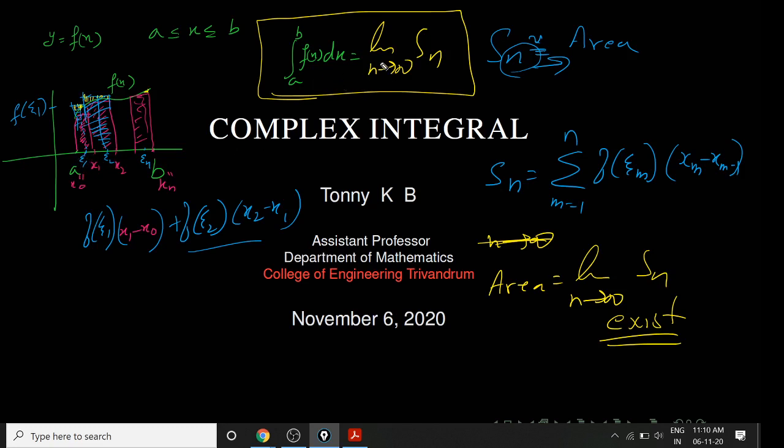Anyway, ultimately this limit n tends to infinity Sn is our definite integral. This is the idea of the definite integral in real calculus.